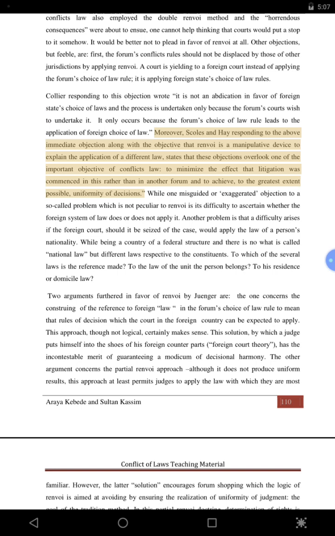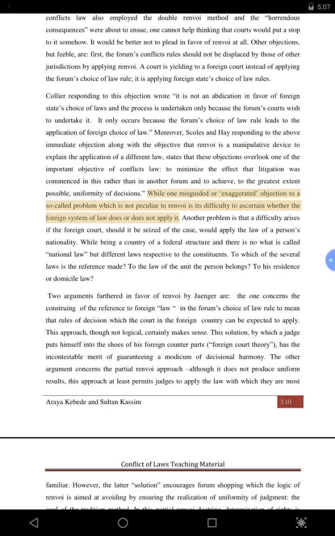Moreover, Scholes and Hay, responding to the above objection along with the objection that renvoi is a manipulative device to explain the application of a different law, state that these objections overlook one of the important objectives of conflicts law: to minimize the effect that litigation was commenced in this rather than in another forum and to achieve, to the greatest extent possible, uniformity of decisions.